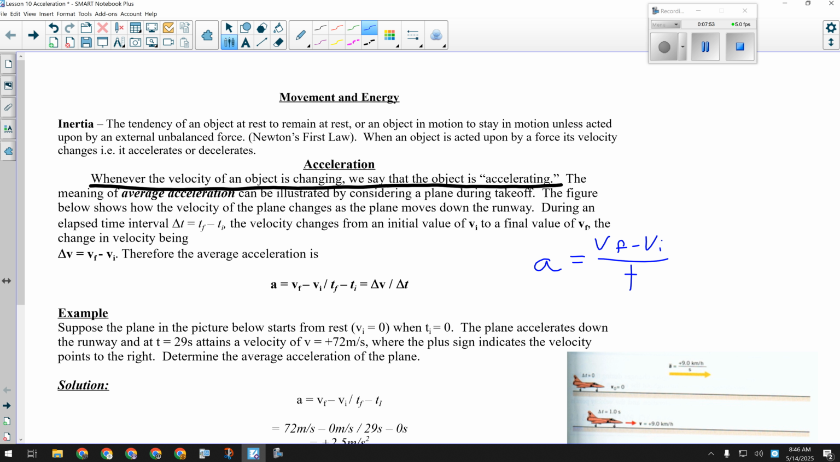So everyone okay with the formula there? So all we do is take our final velocity, subtract our initial velocity, and then we divide that number by time. Everybody with me there?